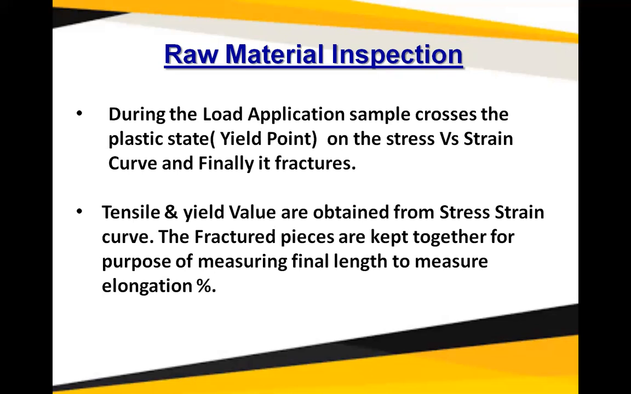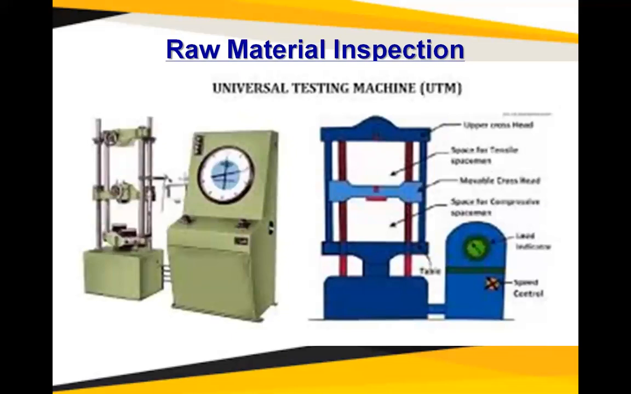So the tensile strength and yield value are obtained from the stress strain curve. For finding the elongation, the fractured pieces will be kept together to measure the final length. As we initially marked the 50 mm length, we will measure the final length and calculate the elongation percentage there. This is the universal testing machine, the UTM machine, which you have generally seen, where the UTS and yield strength values are obtained.